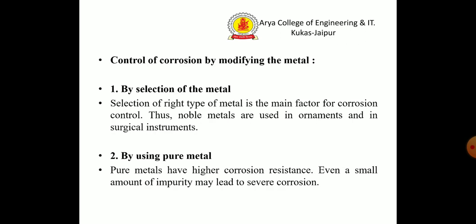The next method is that corrosion can be controlled by modifying the metal. In this, we will include first the selection of metal. Selection of the right type of metal is the main factor for corrosion control. The metals are used in ornaments and in surgical instruments. The second is by using pure metal. Pure metal has high corrosion resistant power. Even a small amount of impurity may lead to severe corrosion.